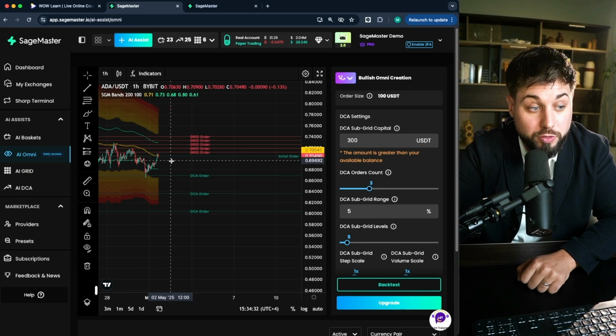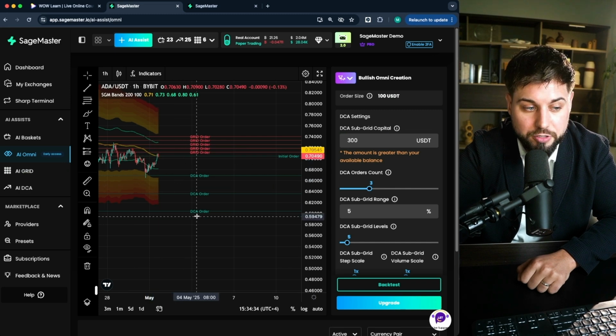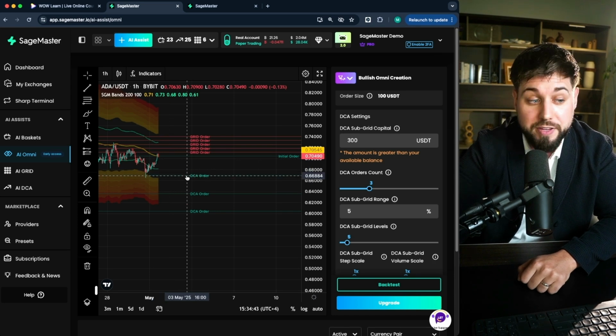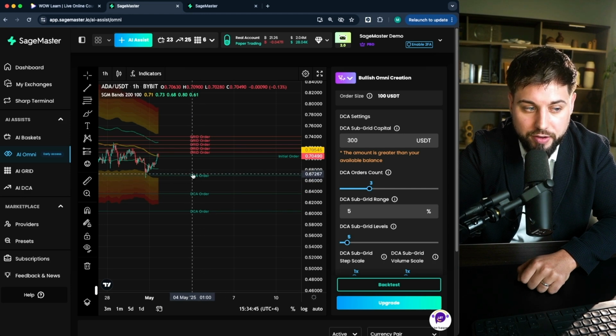So if the price were about to drop to these levels here, there's a gap in between here where nothing will happen. But then if the price would drop down here, there's a new subgrid, or we call it baby grid, that will open for you to now leverage these big market drops.